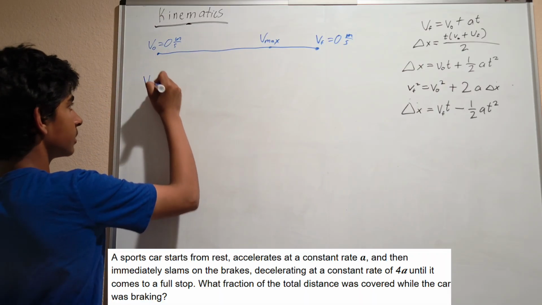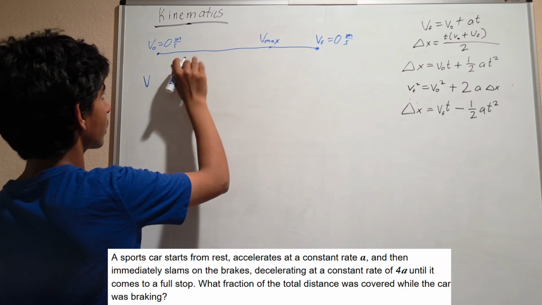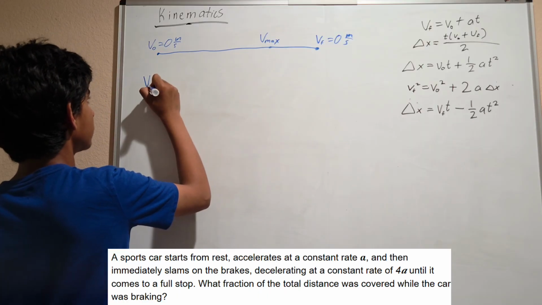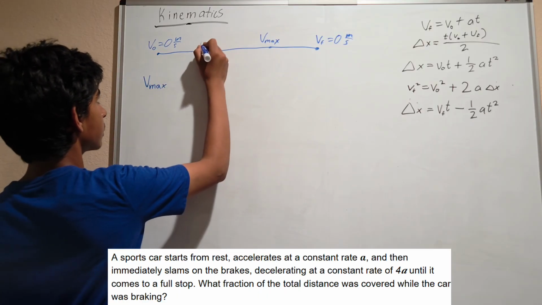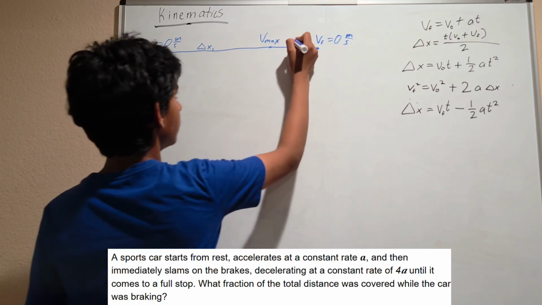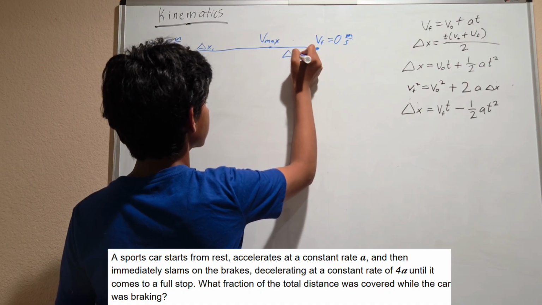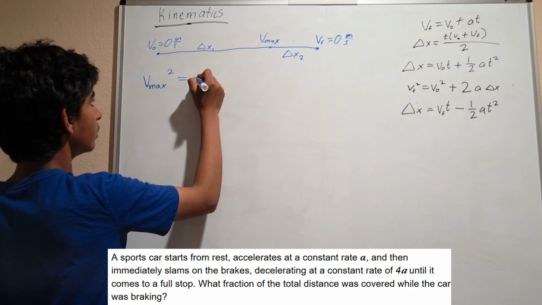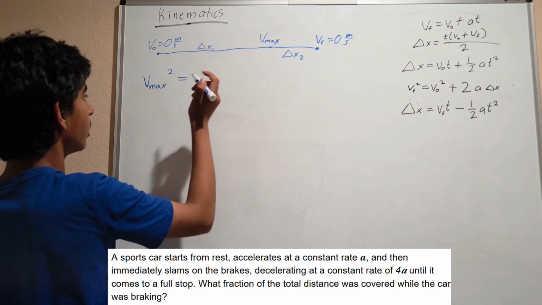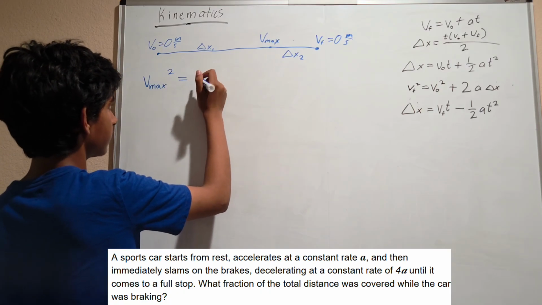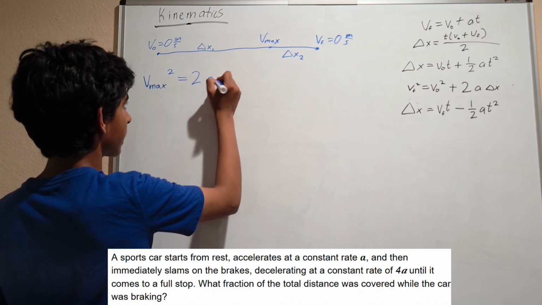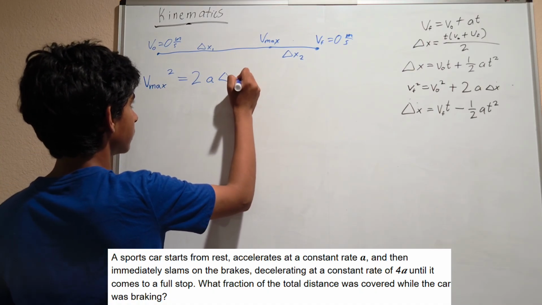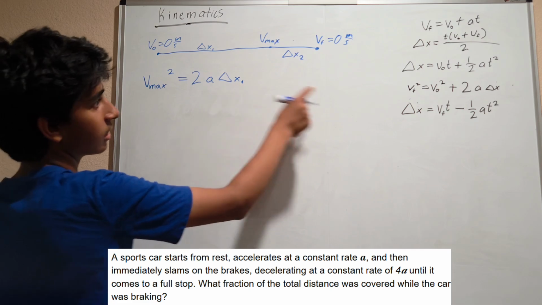So substituting our values, the final velocity in this first part is Vmax. I'll just label this delta x1 and this as delta x2. So we have Vmax squared is equal to V naught squared, which is just 0, plus 2 times the acceleration times the displacement, which in this case is delta x1.